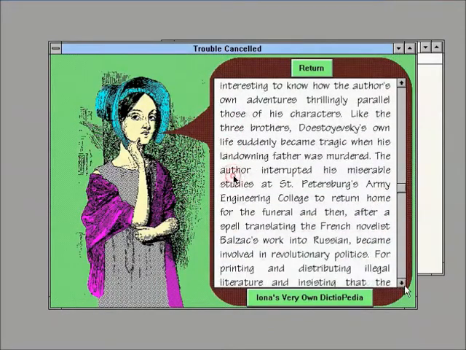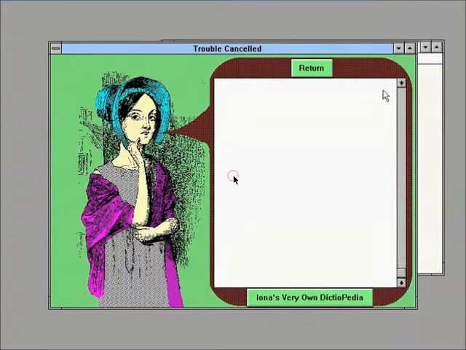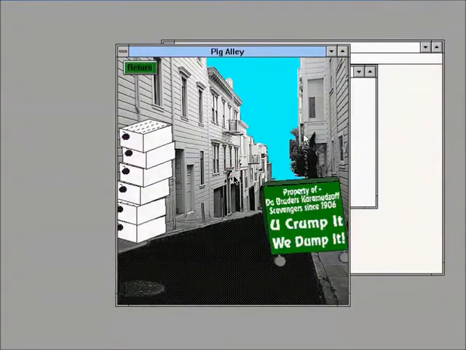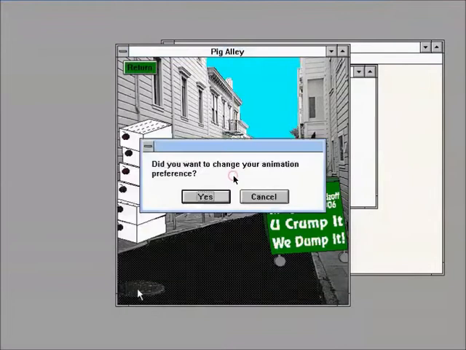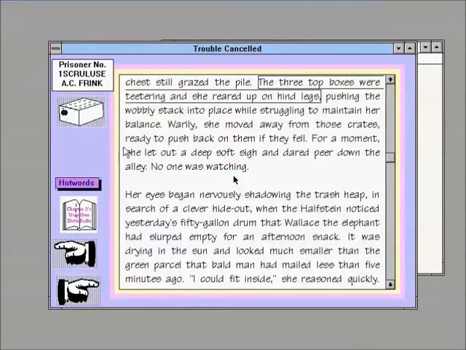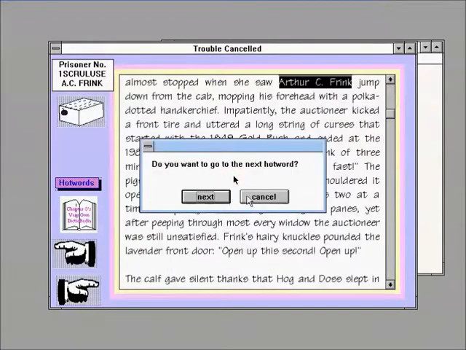Okay. Just... anything else? Sewer? No. Does double click mean change animation? No, please don't.